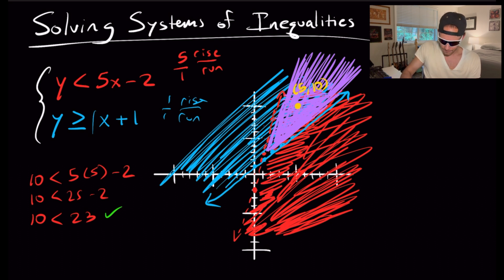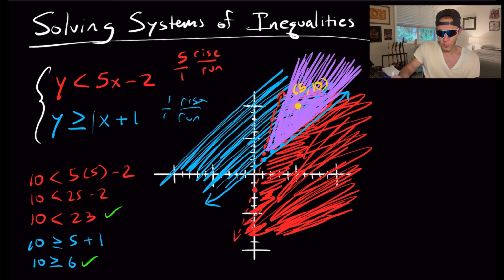If you do it again, this time with the blue equation, right, we'll have, instead of y, we're going to put 10 there, is greater than or equal to, instead of x, it will be 5, and then +1, that's going to be 6, so we'll have 10 is greater than or equal to 6, and that is also a true statement.